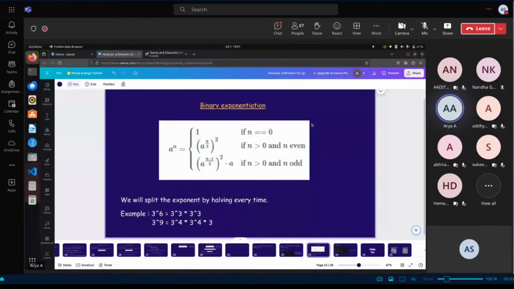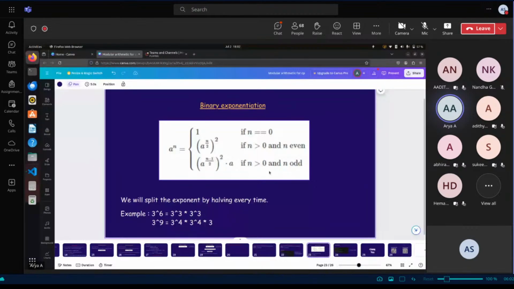So this is the binary exponentiation algorithm. What are we doing here? As you can see in this expression, a power n is 1 if n is equal to 0. That's pretty obvious, anything to the power 0 is 1. If n is greater than 0 and n is even, we are writing a power n as a power n by 2 into a power n by 2. And if n is greater than 0 and n is odd, we are writing a power n as a into a power n minus 1 by 2 into a power n minus 1 by 2. So this is the approach we are going to use.